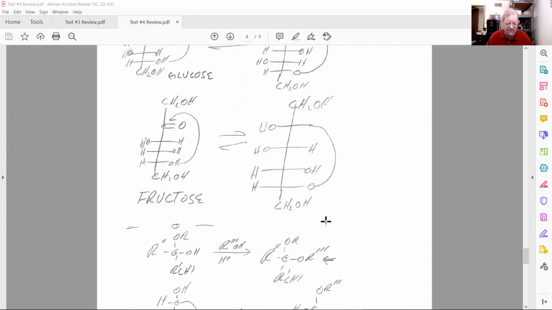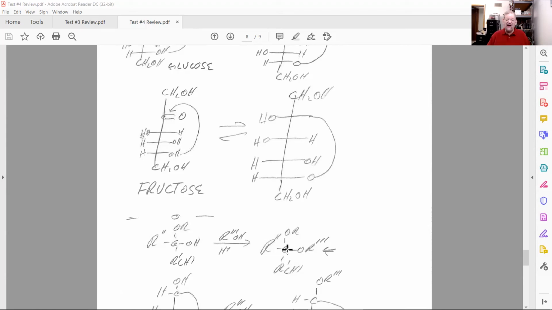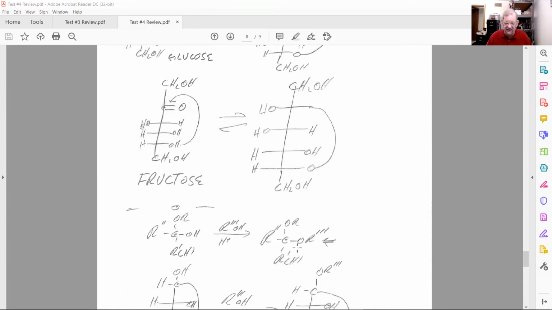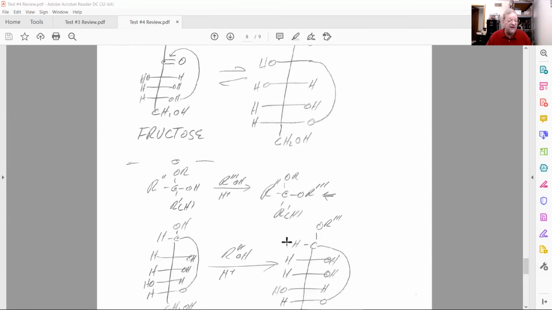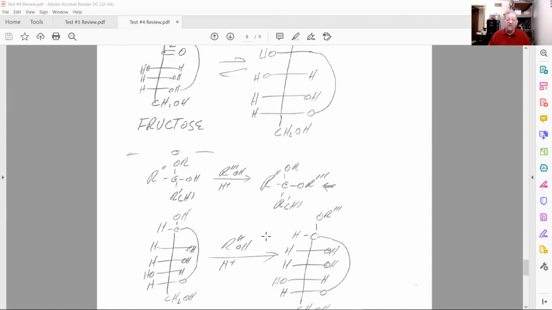Now, as I taught you, you take a hemiacetal or hemiketal, react it with a different alcohol, instead of 2 of the same, you get an unsymmetrical acetal or ketal, where you replace the OH group on the carbon with the OR triple prime. And for the cyclic form of glucose, this hydroxyl group is replaced with OR triple prime. And this is the mechanism we connect glucose molecules together to make starch.